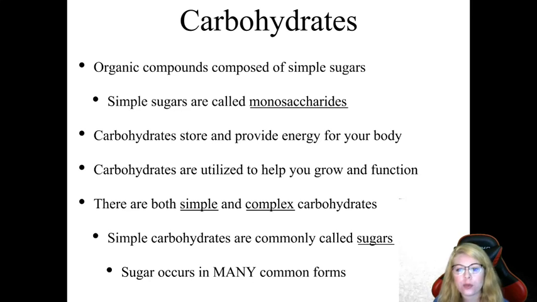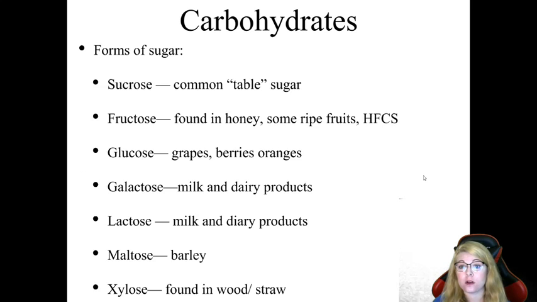And there are both simple and complex carbohydrates. So simple carbohydrates are simply just called sugars. They occur in many forms. It's what you think of when we say sugar, like table sugar is one example of a simple carbohydrate. And so it does come in many forms. Here are just some of the examples.